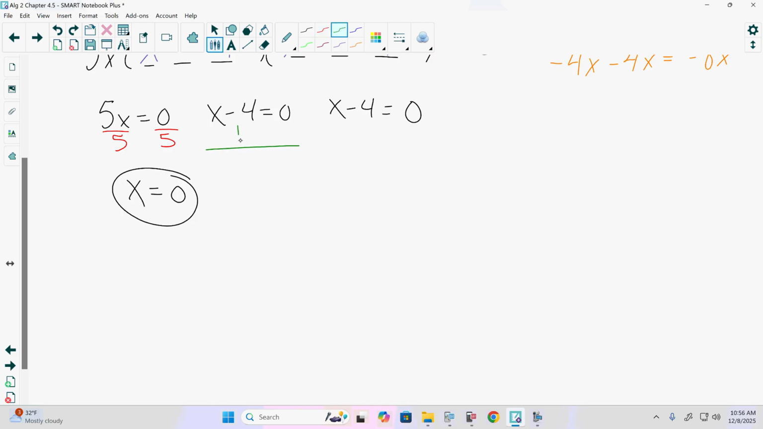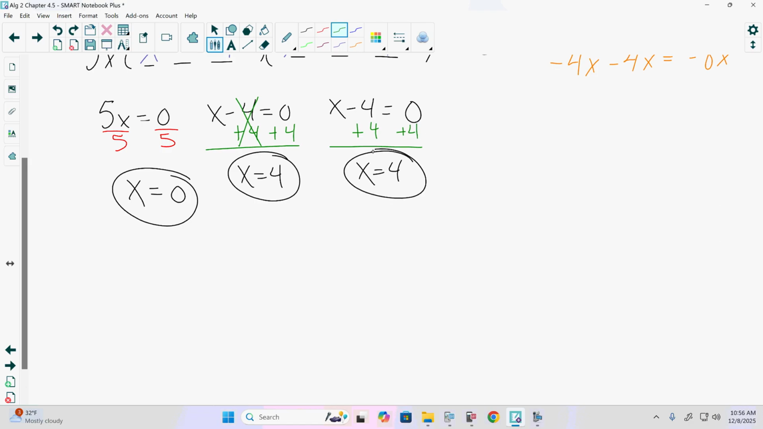For our x minus 4, we can add 4 to both sides, telling us x is positive 4. Do the same thing for the other one, telling us x is 4. So x is equal to 0, x is equal to 4, and x is equal to 4.